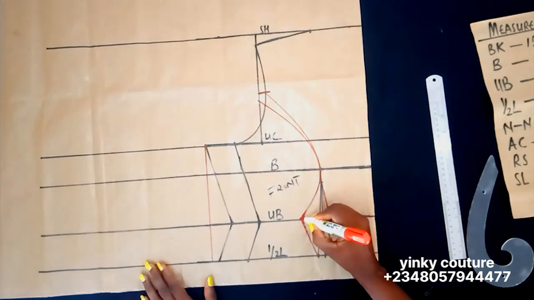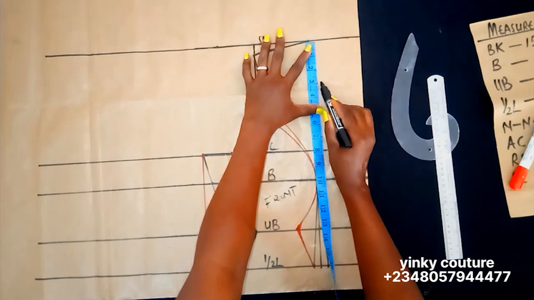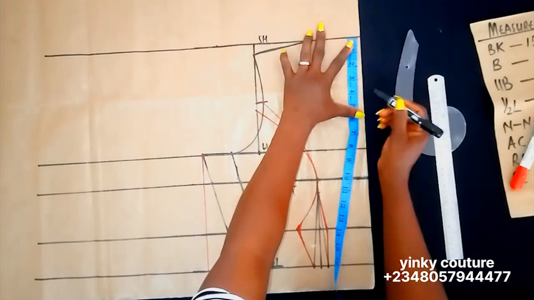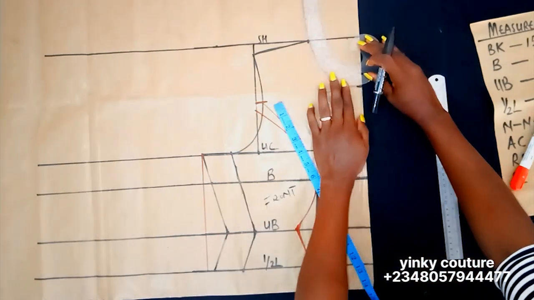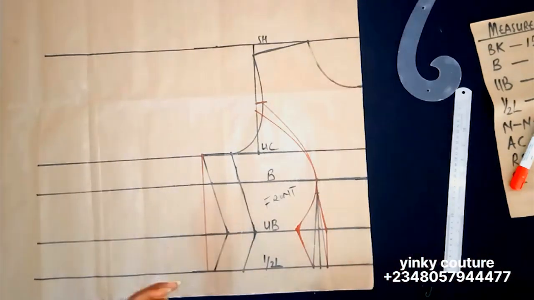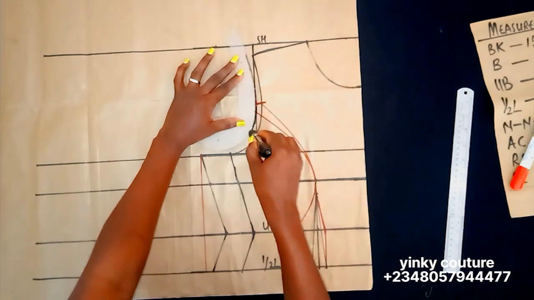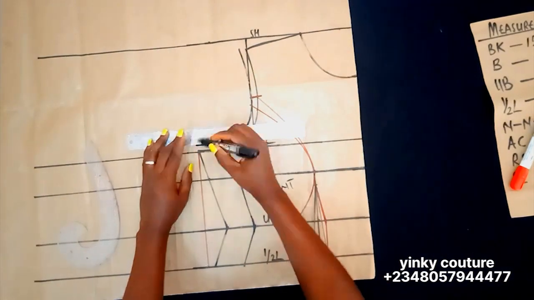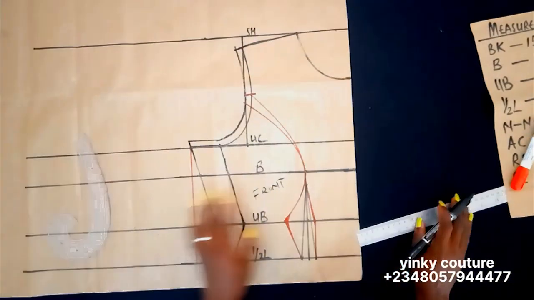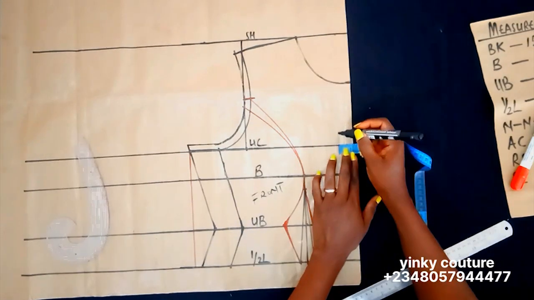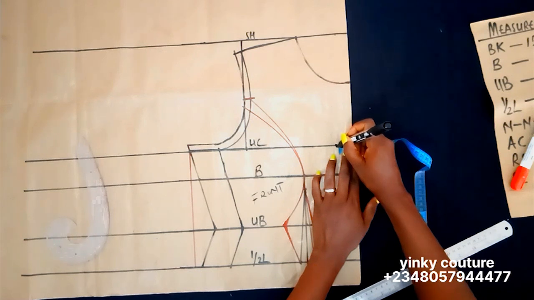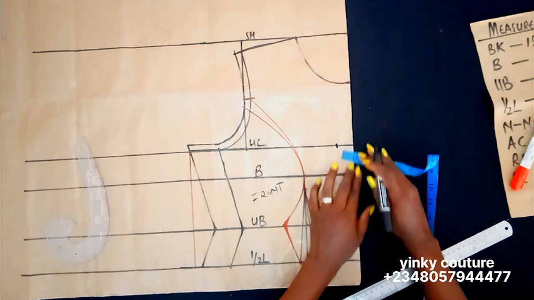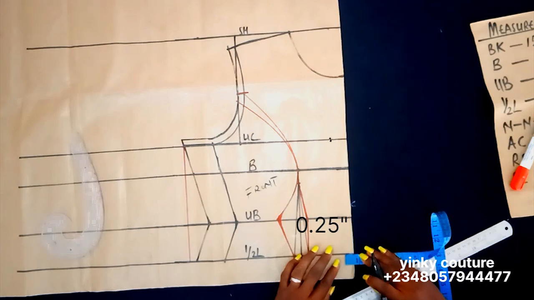So the neck depth is 3.5, and the neck width is also 3.5. Then after connecting it, add all the necessary sewing allowance: half inch sewing allowance on the armhole, half inch sewing allowance on the shoulder, and here mark 1 inch. 1 inch will be marked here to create the frontal lace, and here I have 1/4 inch, so it will now form like a V shape.